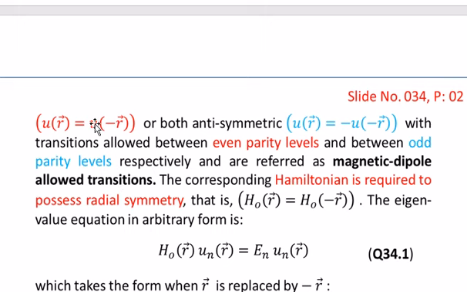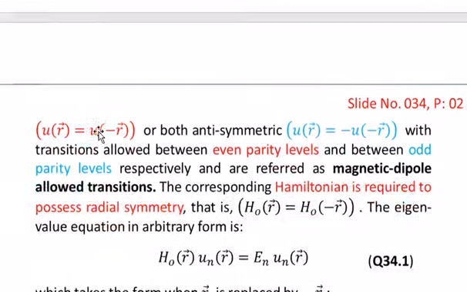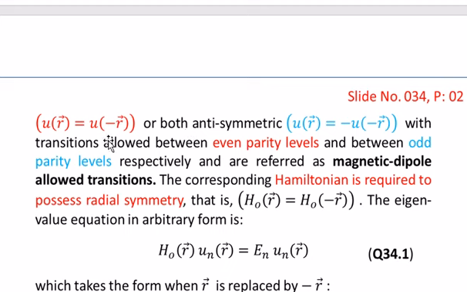So you see that two cases are possible, that is the wave functions could be symmetric or antisymmetric. In case the wave functions are symmetric, the transitions will take place between even parity levels, and when we have antisymmetric wave functions, that is u of r is equal to minus u of minus r, then we shall have the transitions between odd parity levels, and in both these cases we refer to them as the magnetic dipole allowed transitions.